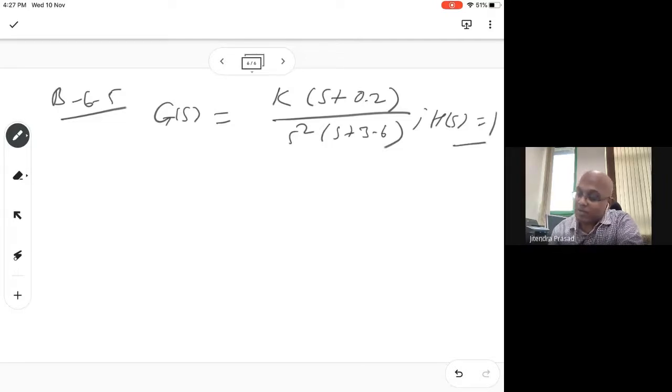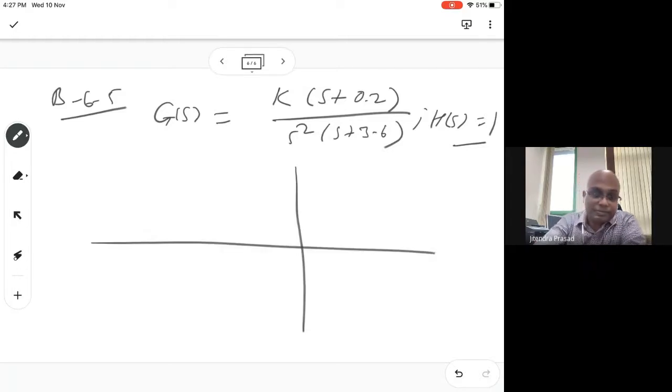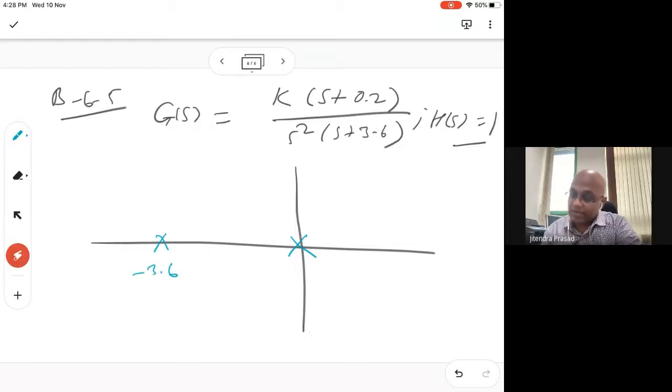So here also we'll follow the same thing. We start with our s-plane, and the first thing we have to do is put all the poles and zeros first. Poles are, look here, we have s square, so of course we have 2 of them here, and then we have s equal to minus 3.6. So let's put it here and write it minus 3.6. Then we have 1 zero at minus 0.2.